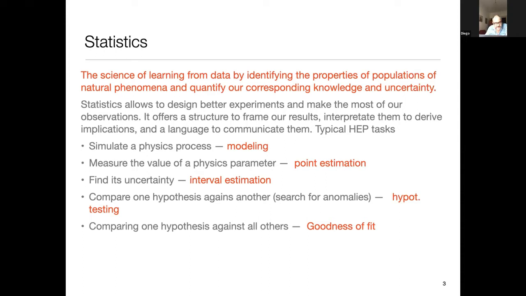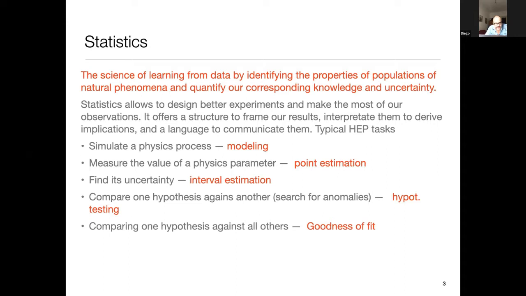If you keep statistics in mind, you can perhaps design better experiments or better data analysis and make the most of your observation. In addition, it does offer a structure to frame our result and to interpret it in a way that people that read our scientific documents can understand it, and we are all on the same page on the kind of message we give. This is also important, to have a common language to communicate our results.